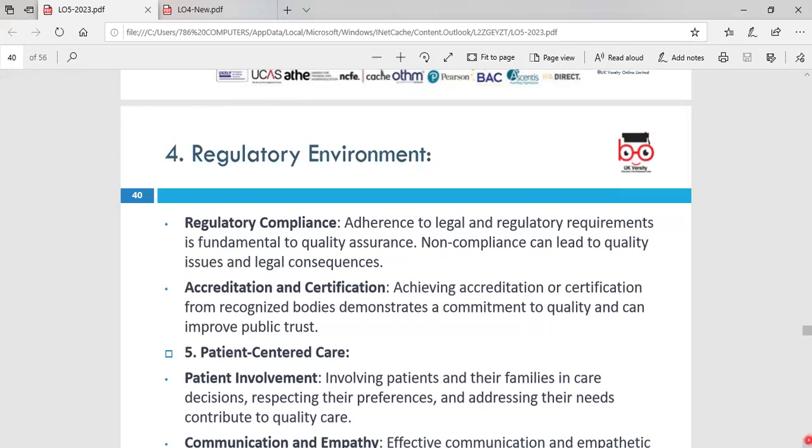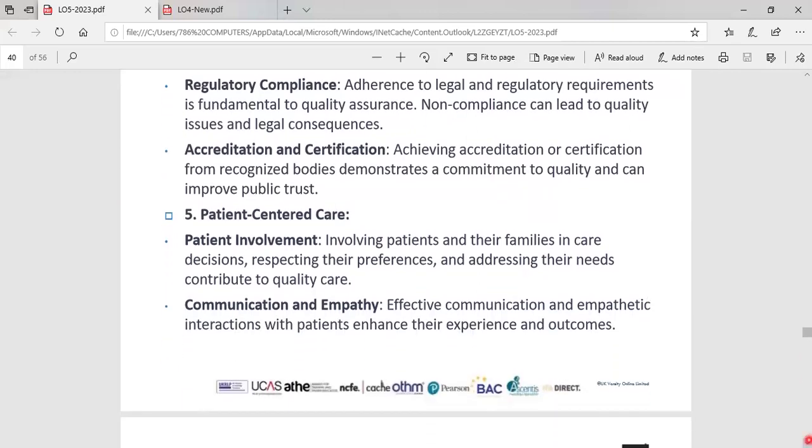Accreditation and certification is very important on a regular basis. This gives the people who are not a part of the organization, this builds their trust. Patient-centeredness or service user-centeredness is very important. So you're involving them, obviously addressing their needs, and this contributes to care. They'll give you good feedback. This is what you require. Communication and empathy is very important.